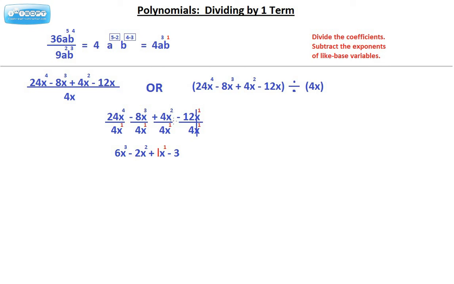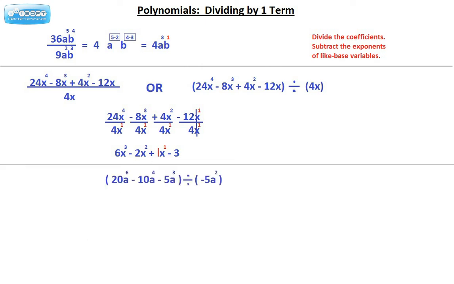And we subtract our exponents for x, and we get x to the power of 1, which we don't have to show. Negative 12 divided by 4 is negative 3. And you can either say that x divided by x is 1, or if you keep the x and subtract the exponents, you get x to the 0 power, which is also 1. So this is our result.